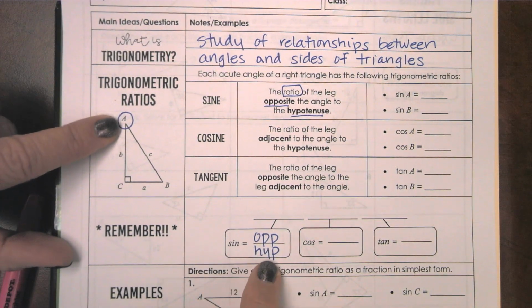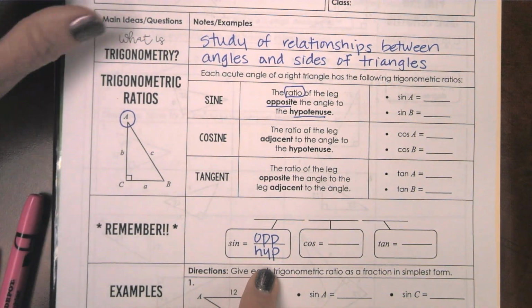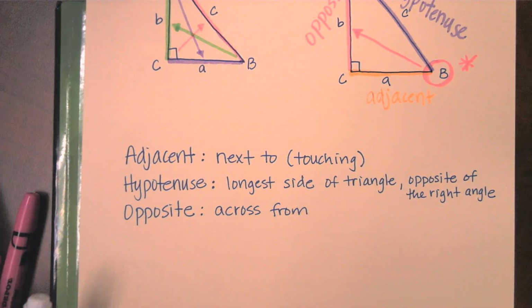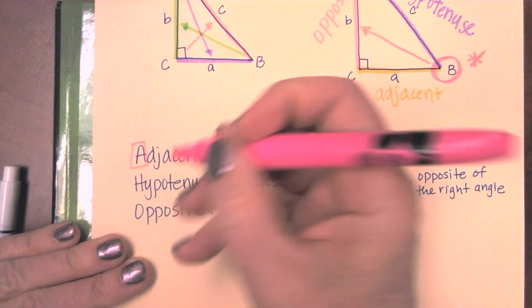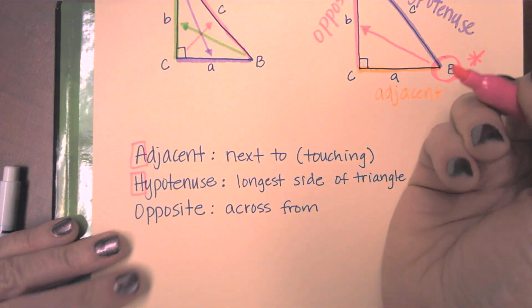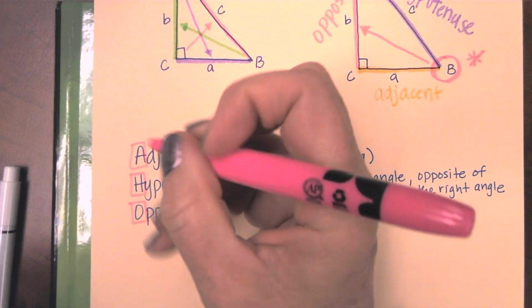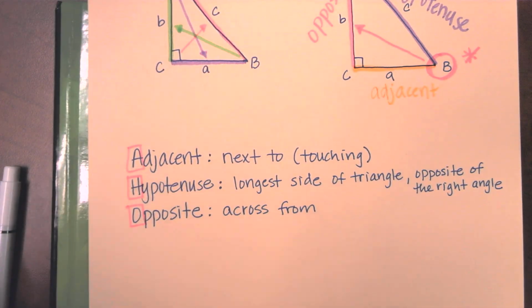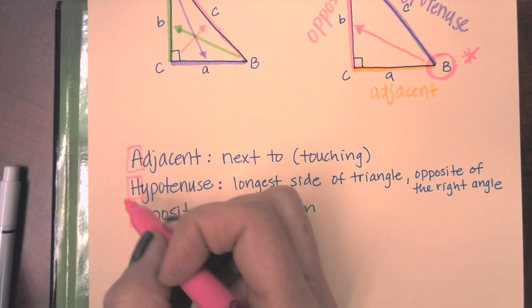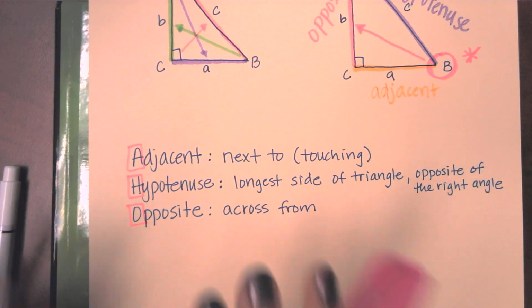And I kind of abbreviated opposite over hypotenuse. We might actually just do this too. Remember, adjacent is an A, hypotenuse is an H, and opposite is an O. So we talk about being lazy mathematicians. I don't want to write the whole word, so I'm just going to use A, H, and O. So if you need to, refer back to your notes.